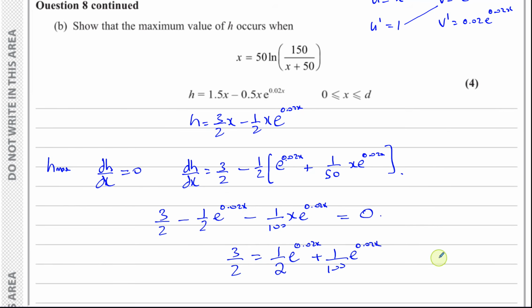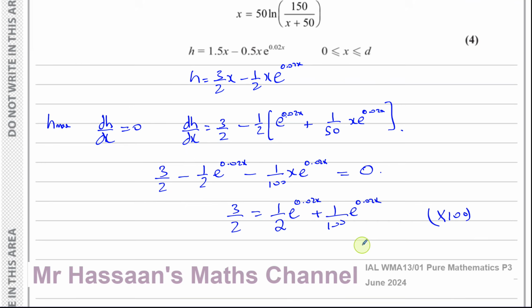Now, just to get rid of the fractions, I'll multiply both sides by 100. If I multiply both sides by 100, 3 over 2 times 100 is going to be 3 times 50, which is 150, which looks promising there. And 1 over 2 times 100, of course, is 50. So I have 50 times e to the power of 0.02x. And 1 over 100 times 100, of course, cancels out, so I'm left with x times e to the power of 0.02x.